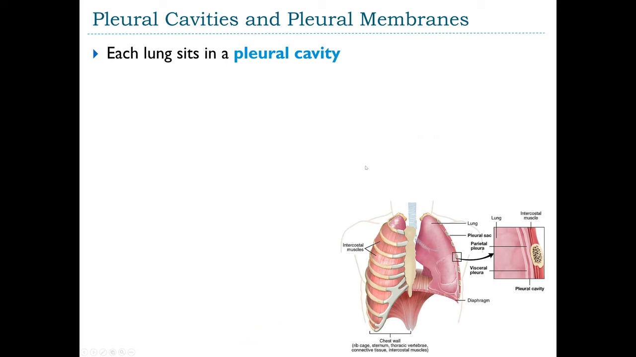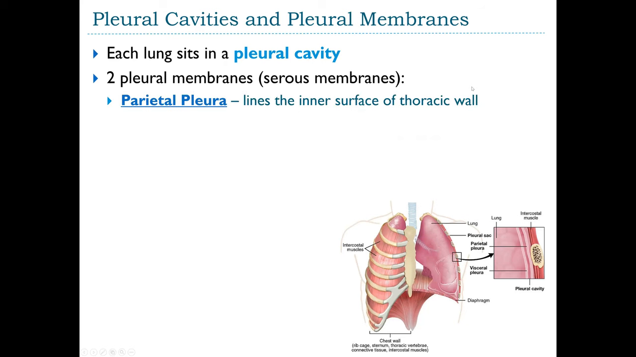So each lung sits in a pleural cavity, so you have two pleural cavities, one on either side of the mediastinum. And the lungs are surrounded by two pleural membranes, and the pleural membranes are a type of serous membrane. So first, there is the parietal pleura, which lines the inner surface of the thoracic wall. So over here in this little close-up image, you can see a muscle, you can see part of a rib. And so this would be the thoracic cavity wall. And so the parietal pleura is going to be the membrane that lines the thoracic wall. The visceral pleura is going to be the membrane that actually sits on the outer surface of the lung.